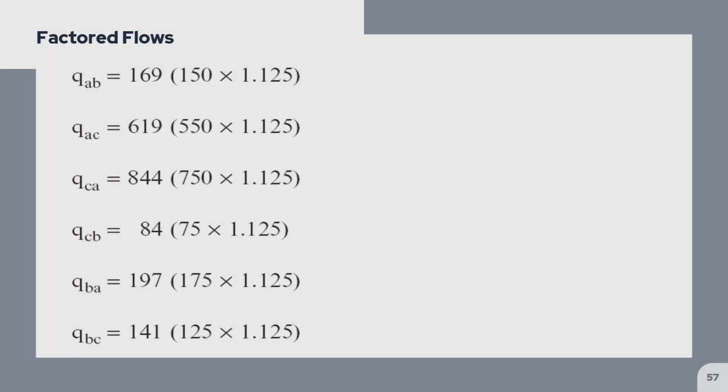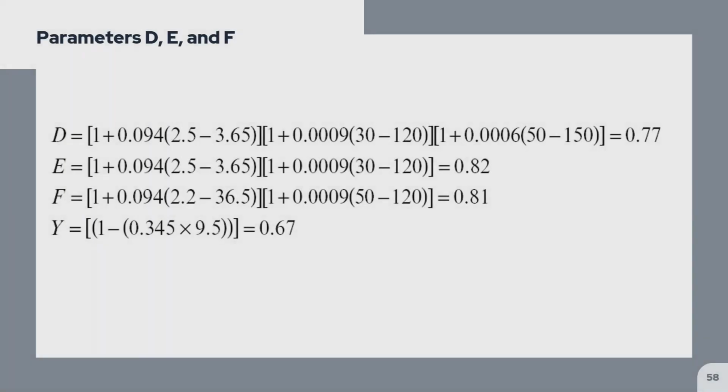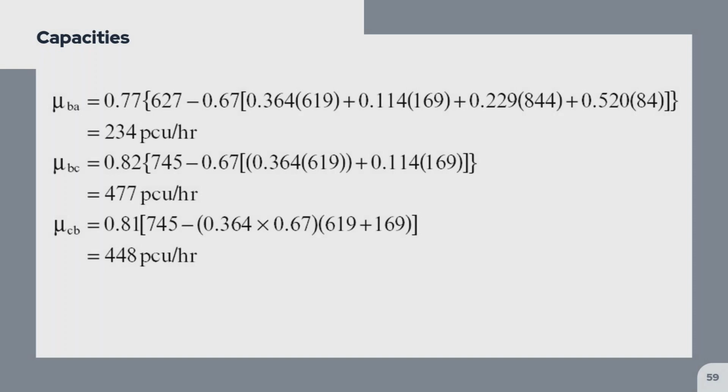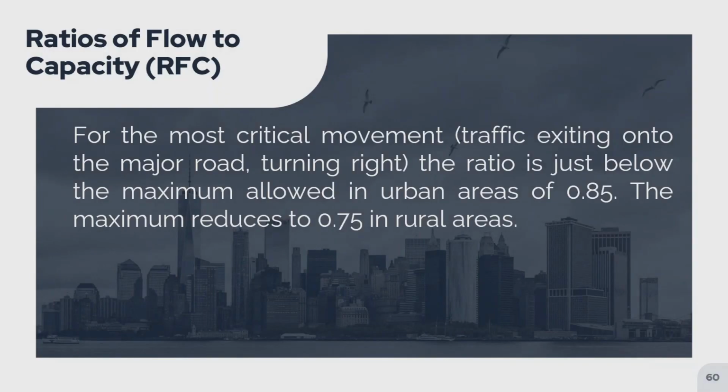Here are the factored flows, and these are the parameters for D, E, and F, respectively. And next is the capacities. Ratios of flow to capacity. For the most critical movement, traffic exiting onto the major road, turning right, the ratio is just below the maximum allowed in urban areas of 0.85. The maximum reduces to 0.75 in rural areas.